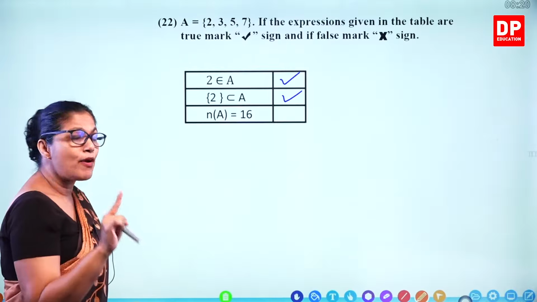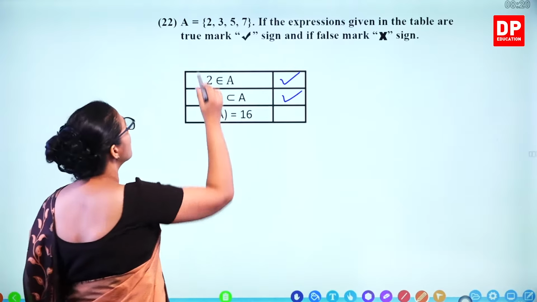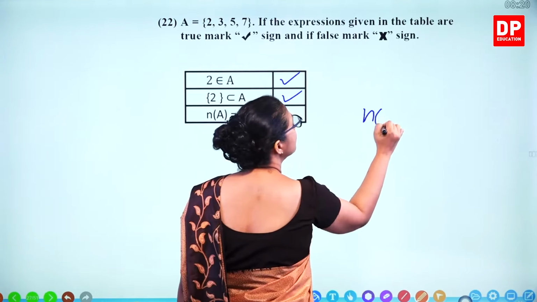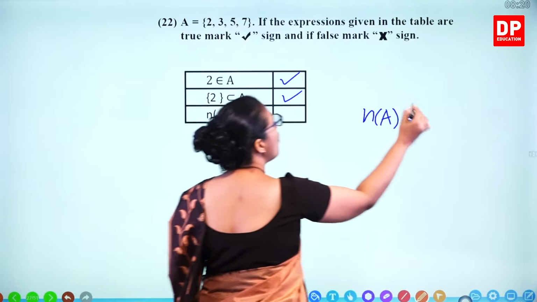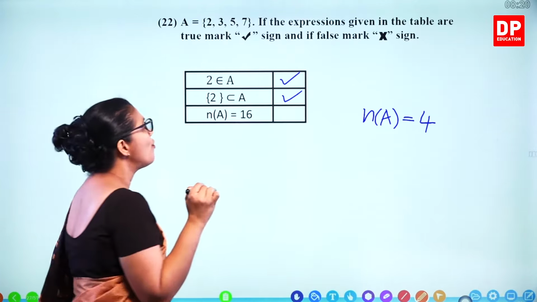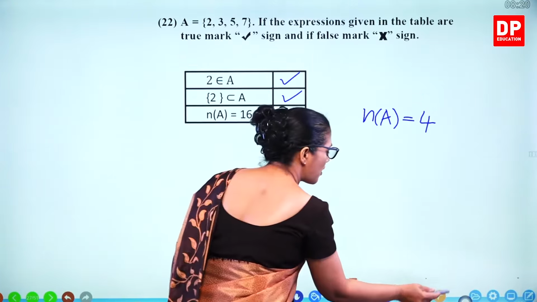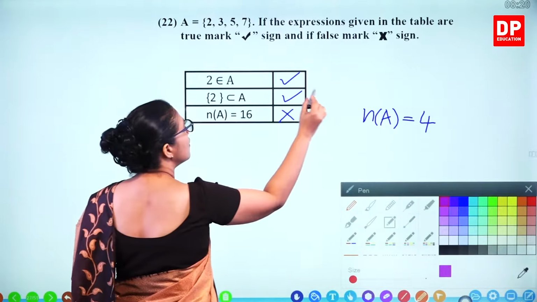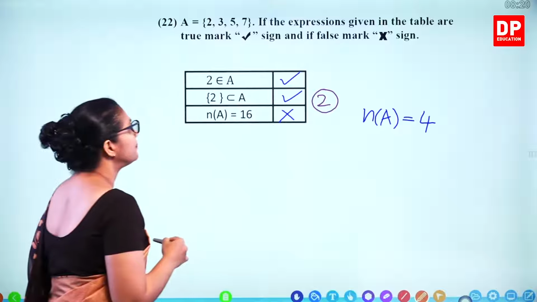So that's also correct. What is this? In A, number of elements in A is 16. That's wrong. So what is actually in A? According to this one, 1, 2, 3, 4. That should be equal to 4. So this is wrong. So you get 2 marks for identifying these are correct and wrong statements.